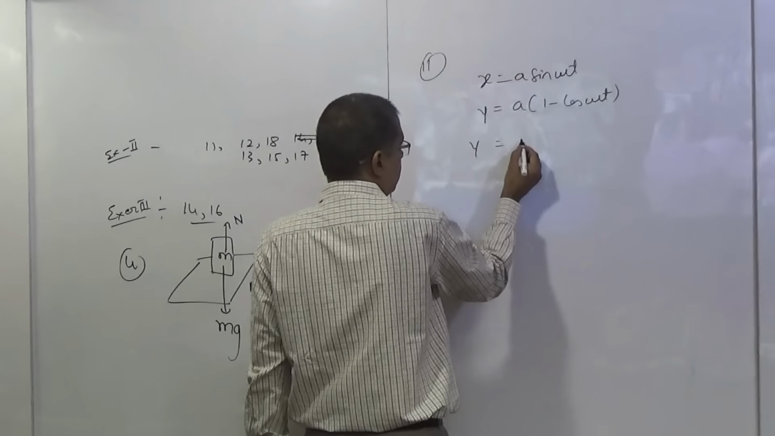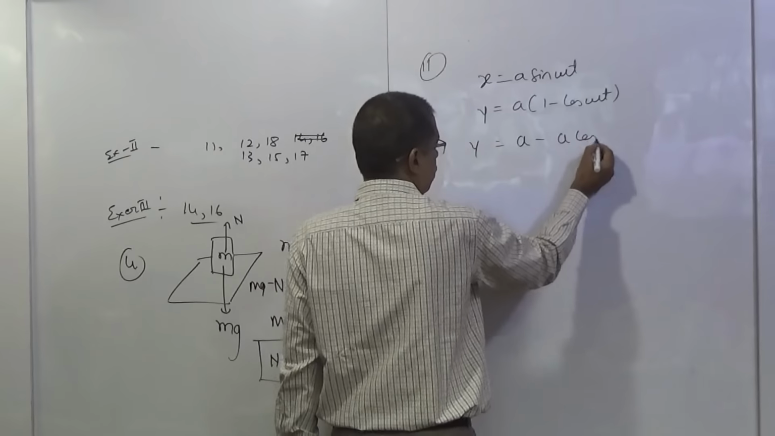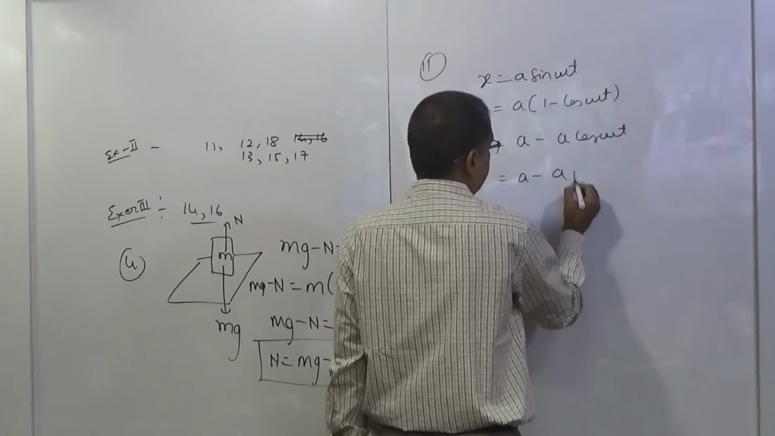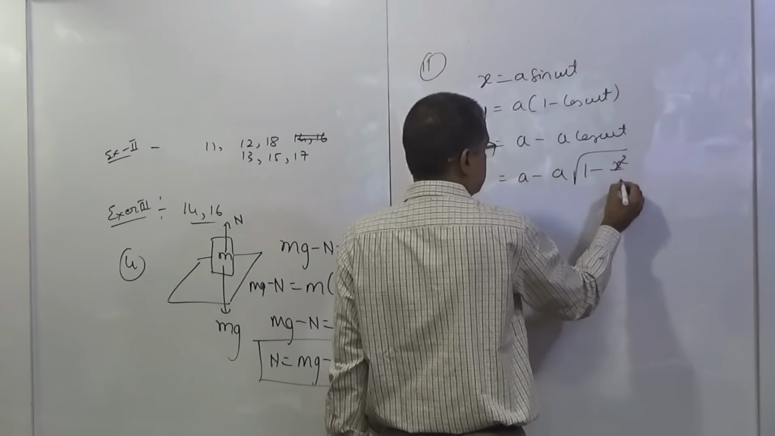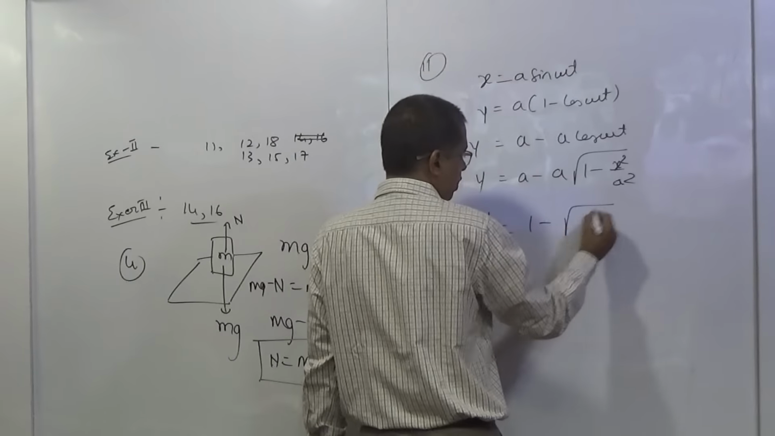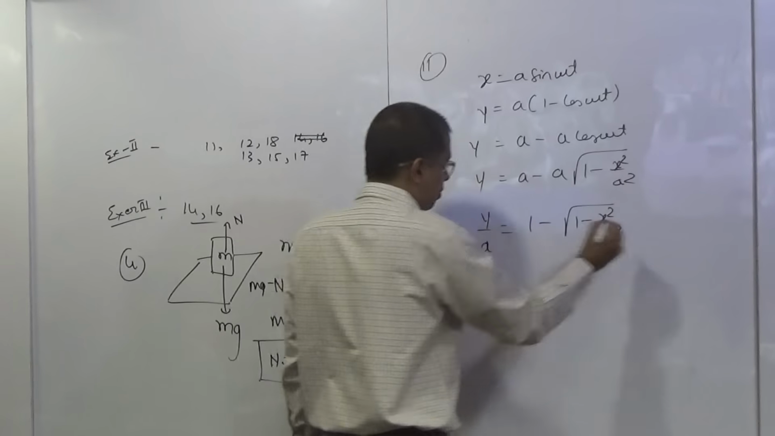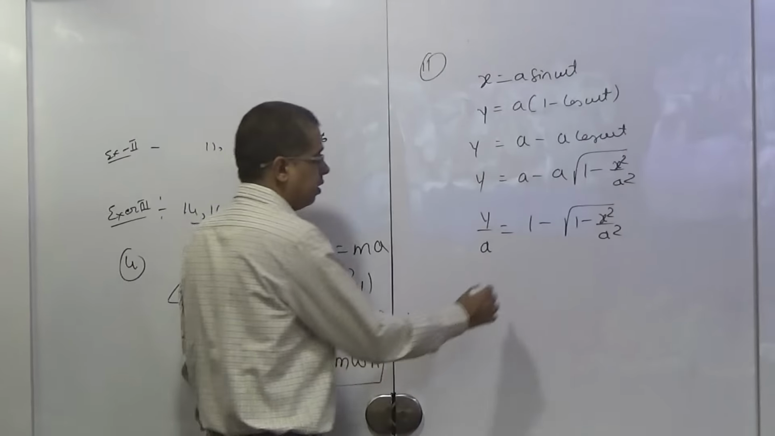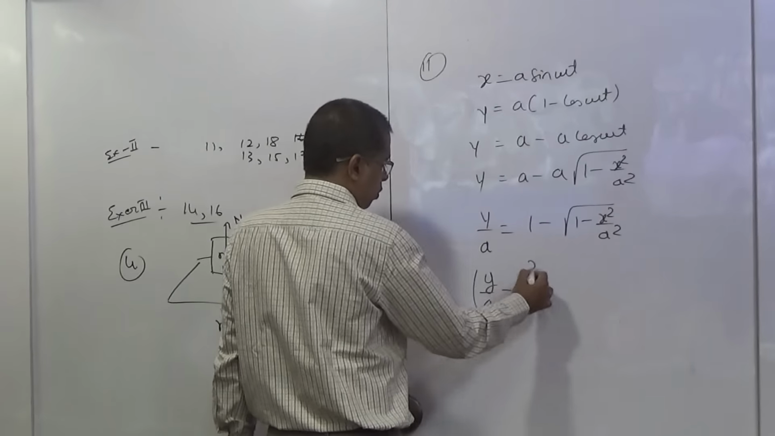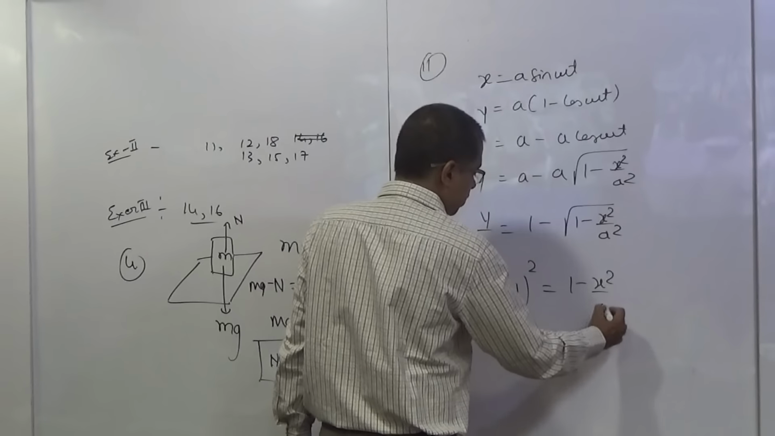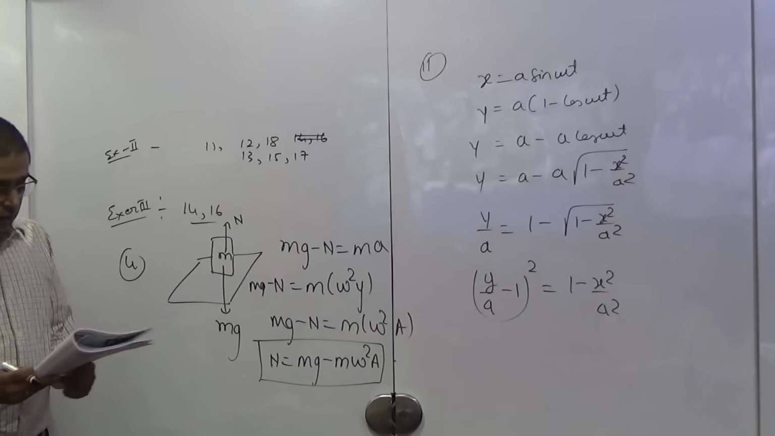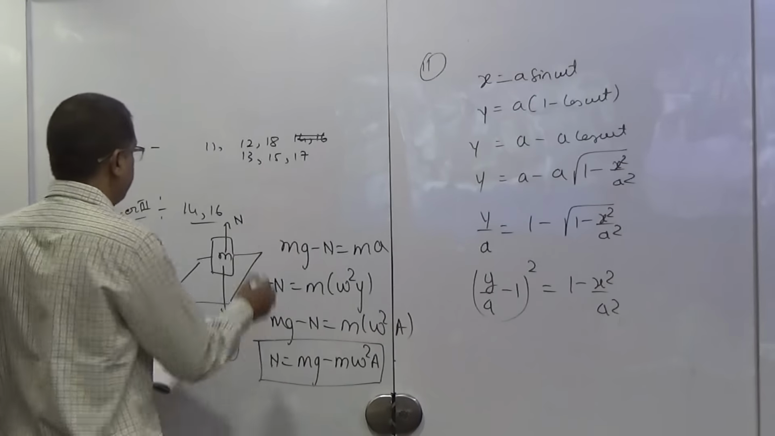See, y is equal to a minus a cos omega t. Cos omega t will be root over 1 minus sin square, so y by a is 1 minus root over of 1 minus x square by a square. Keep an eye on the simplification. Yes or no? y by a minus 1 whole square is equal to 1 minus x square by a square. Simplify this, you get y as a function of x, and your job will be done.